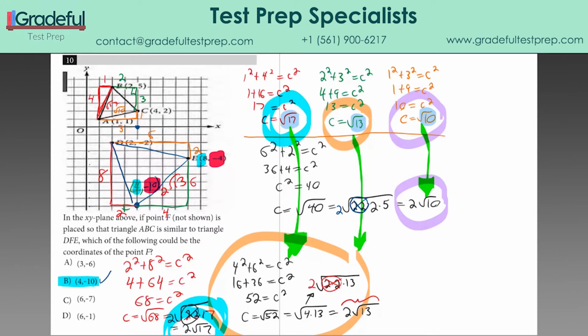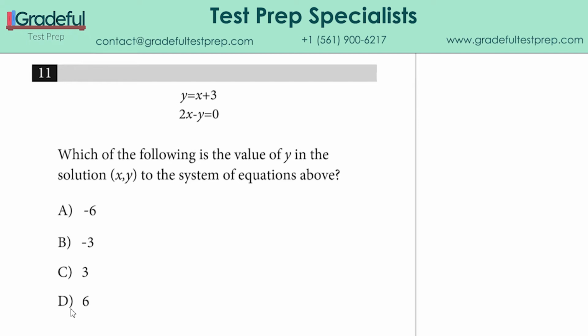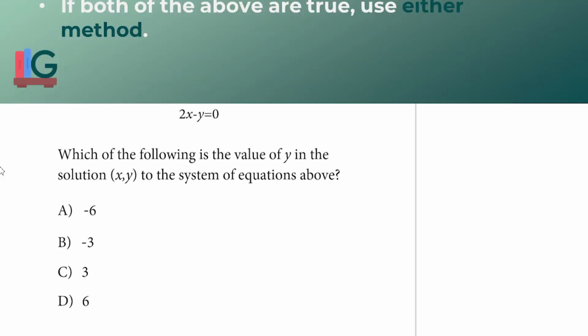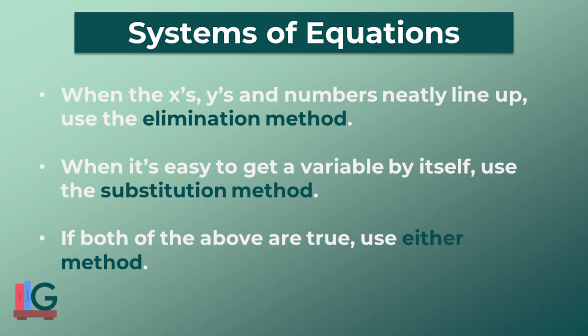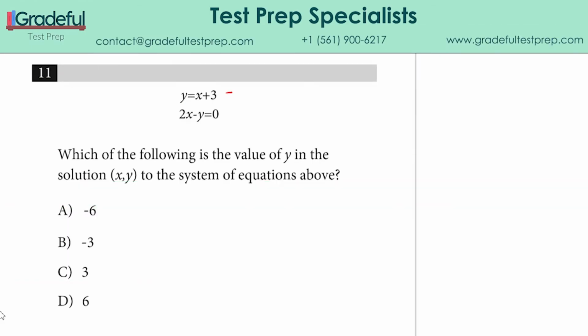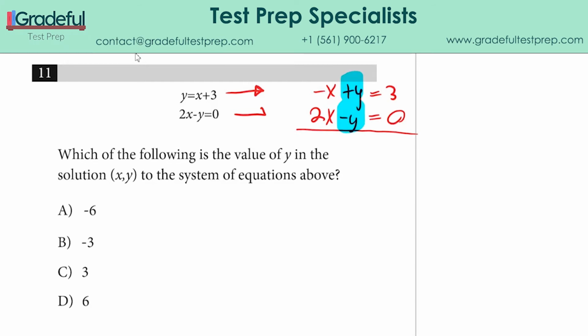Now we're going to question 11, and question 11 is just a system of linear equations. And for a system of linear equations, you definitely want to lean toward the elimination method whenever possible. So what I'm going to want to do is subtract x from both sides here. Negative x plus y equals 3. And keep this one the way it is. 2x minus y equals 0. And what we can see when we have it set up this way is that this is very amenable to the idea of just canceling the y's from the beginning.